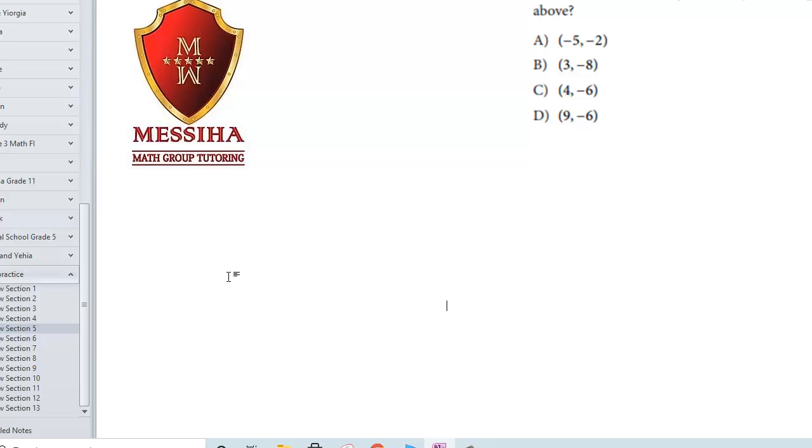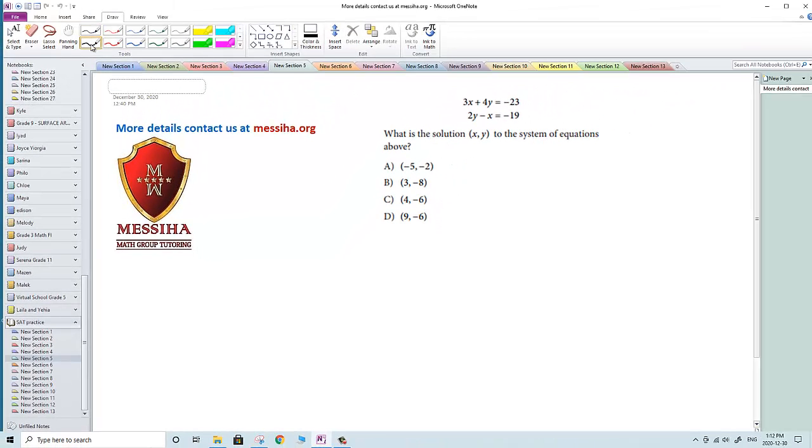Next, what is the solution of x and y to the system of equations above? So I have a system of equations. What is the meaning of a system of equations? That means I have two linear equations at the top. The first one I can call equation 1, and the second one equation 2. Both are linear equations.